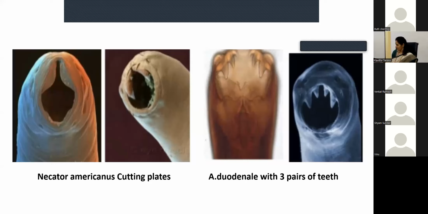So what is the difference? The Necator americanus has a small buccal capsule with a pair of semi-lunar cutting plates, as compared to that of Ankylostoma, which has 3 pairs or 6 teeth. Right.